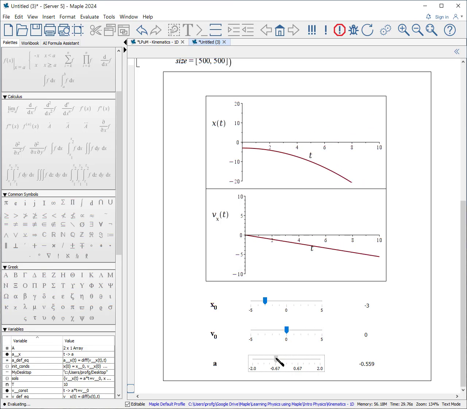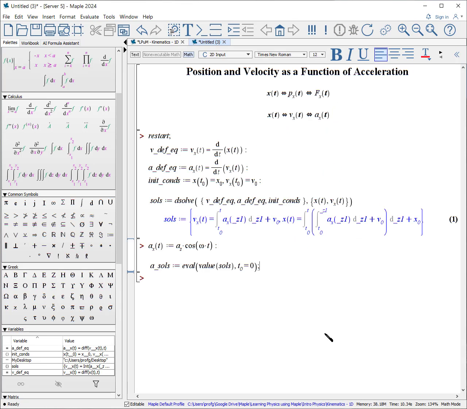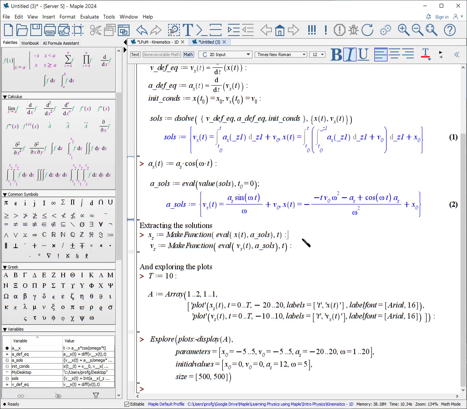What happens if we have a negative acceleration? You can see how the parabola changes. Because acceleration is constant, we know that the velocity is a straight line and the position is a parabola, either up or down. Let's try this problem again, but this time, instead of using a constant, what if our acceleration only varied with time? Let's plot.